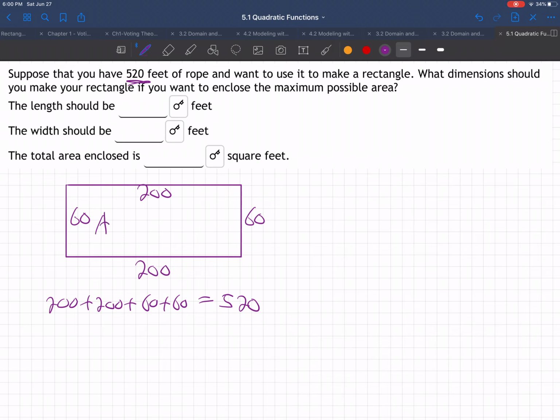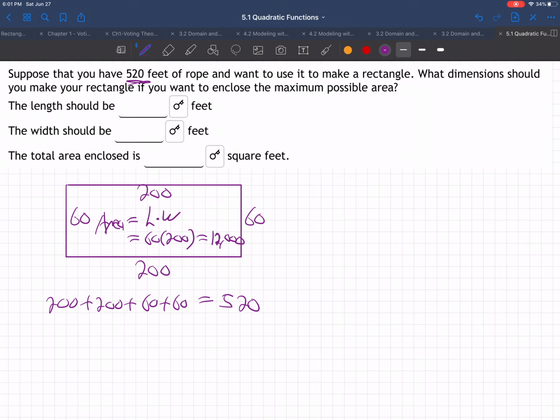What would be the area of this rectangle? Remember how to find the area of a rectangle, the space in the middle? It's just length times width, isn't it? It's just one side times the other. So that would be 60 times 200. Either order, doesn't matter. So that would be 12,000 square feet.